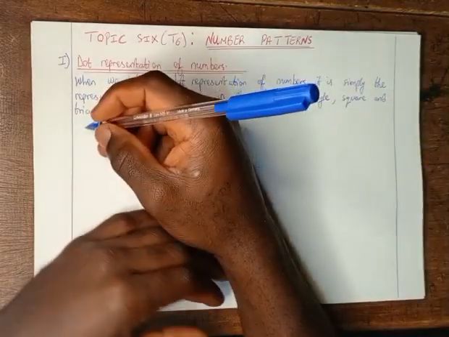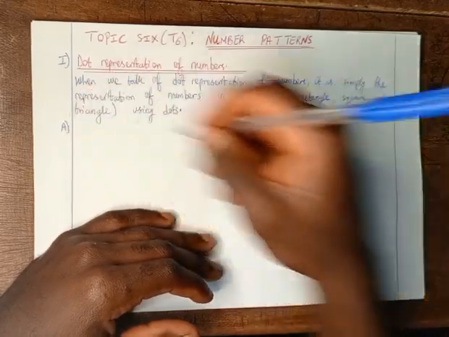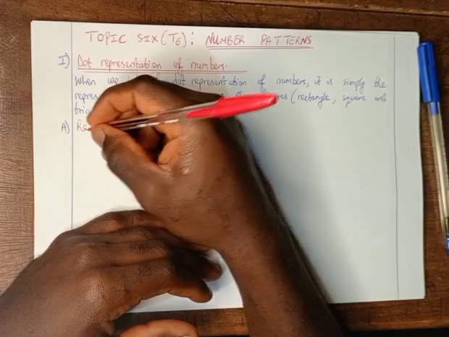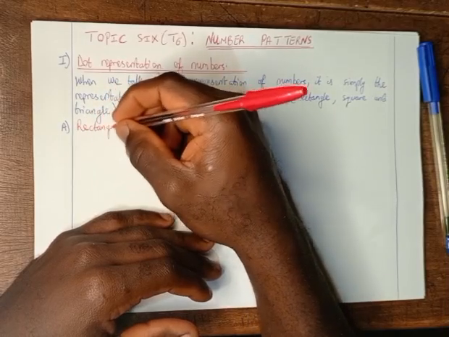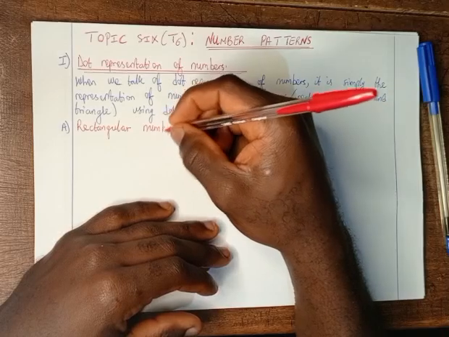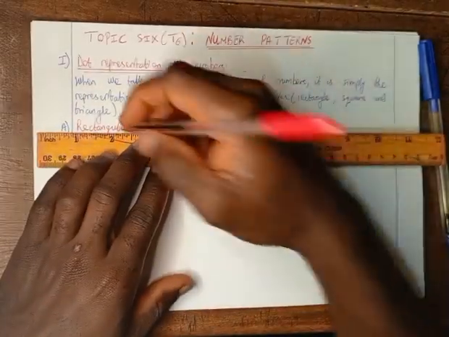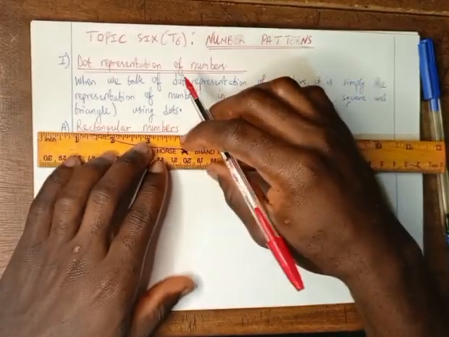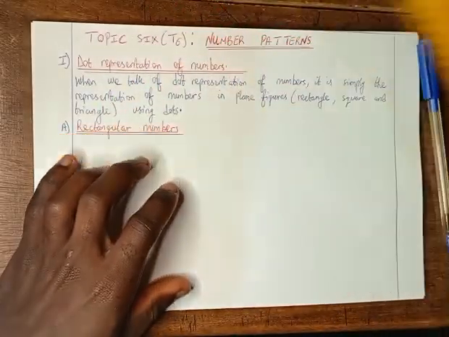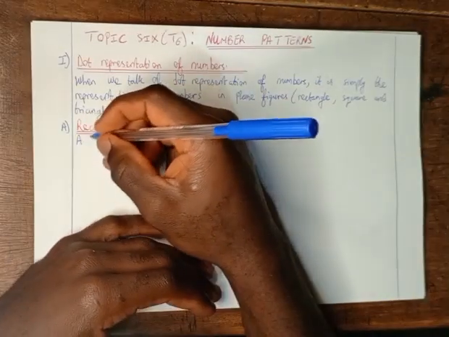We are going to take the first one, which is A. Let's take A, rectangular numbers. When we talk of rectangular numbers, they are those numbers that when we do their dot pattern, we are going to obtain a rectangle. Let's write this down.